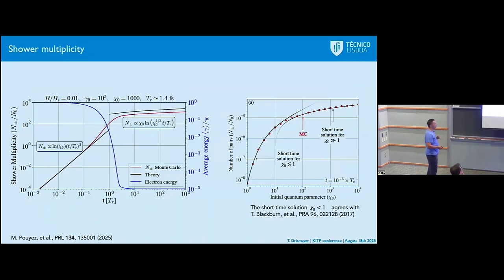We can also verify that our theory works well. So this is the number of pairs, again the shower multiplicity, as a function of chi naught for the short time. This was already derived by Tom Blackburn in 2017, and we added this new term here just to show you that it pretty much works all the time unless t equals tr. And what is funny is that Landau obtains the good results when t equals tr. So now we know pretty much all the solution.